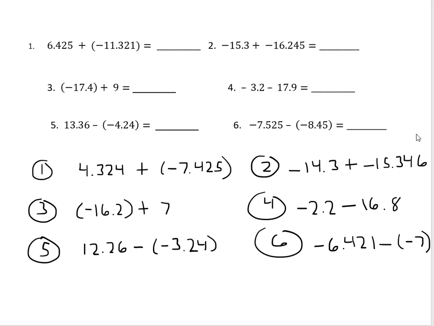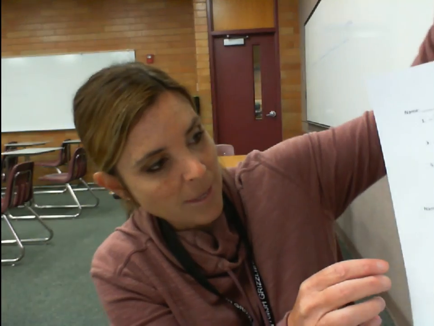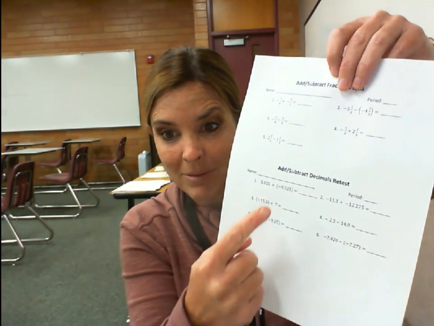And then if you're still having problems after this, I want you to come back to the back table, and I'm going to help you with this. If you feel like you have this skill down after this, then I want you to start on your adding and subtracting fractions quiz. And at the bottom of that, there is a retest. Okay, so your adding and subtracting fractions quiz looks like this. At the bottom of that is your adding and subtracting decimals retest.